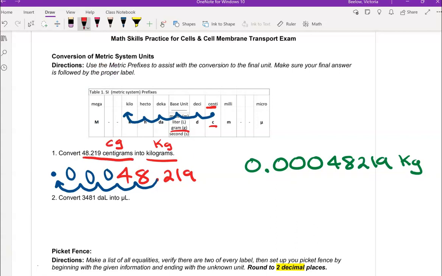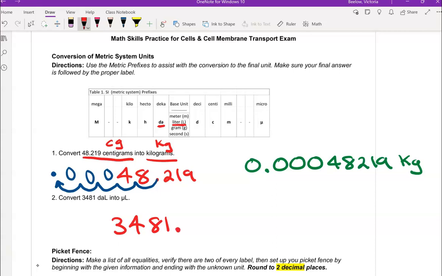Let's do another example. So I have 3,481 DAL. So that would be, if I look on the chart here, DAL. So that's referring to, I'm going to erase this here. I'm going to leave the kilos here though. So DAL, so that'd be DA, which is for deca, and then L, which is liters. So this is decaliters. Not a very common unit, but it could exist for something.